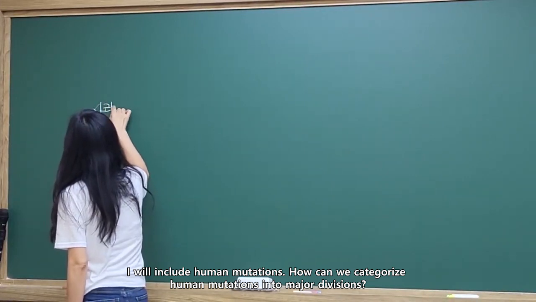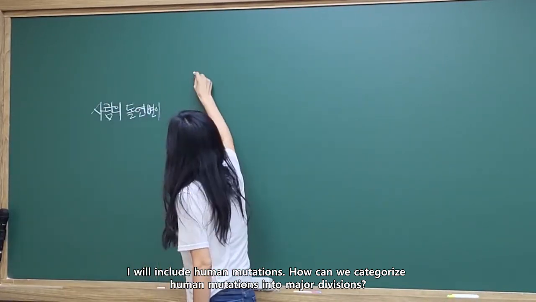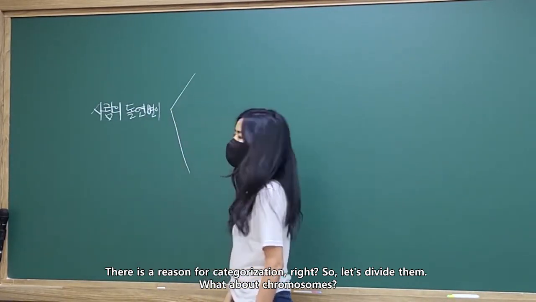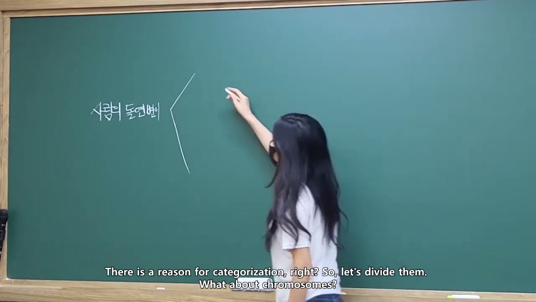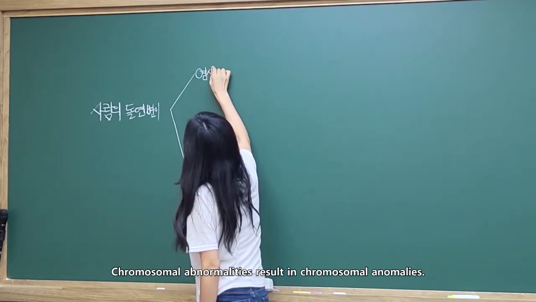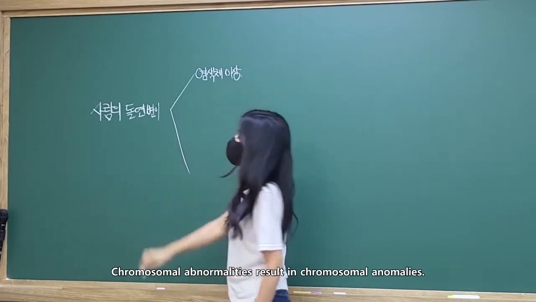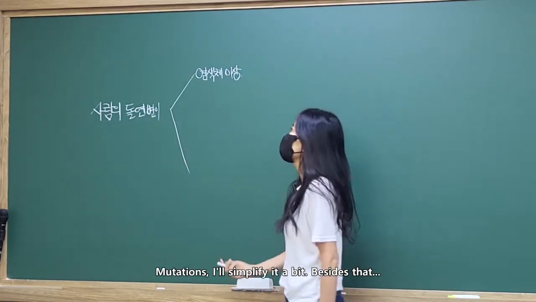I will include human mutations. How can we categorize human mutations into major divisions? There is a reason for categorization, right? So let's divide them. What about chromosomes? Chromosomal abnormalities result in chromosomal anomalies. Mutations? I'll simplify it a bit.